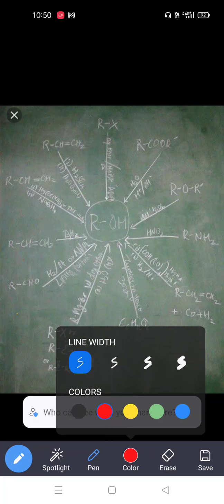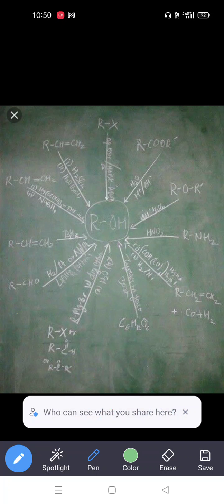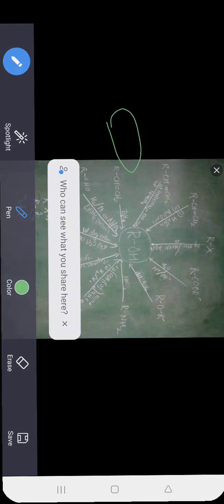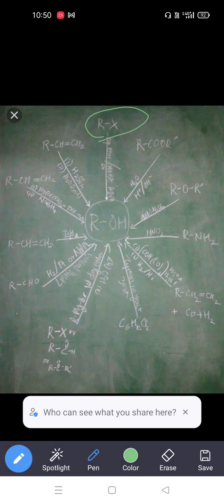And here the second one, also very important: alkyl halides react with aqueous KOH. This is a nucleophilic substitution reaction. These nucleophilic substitution reactions are conducted to prepare the alcohols. This is also very important.